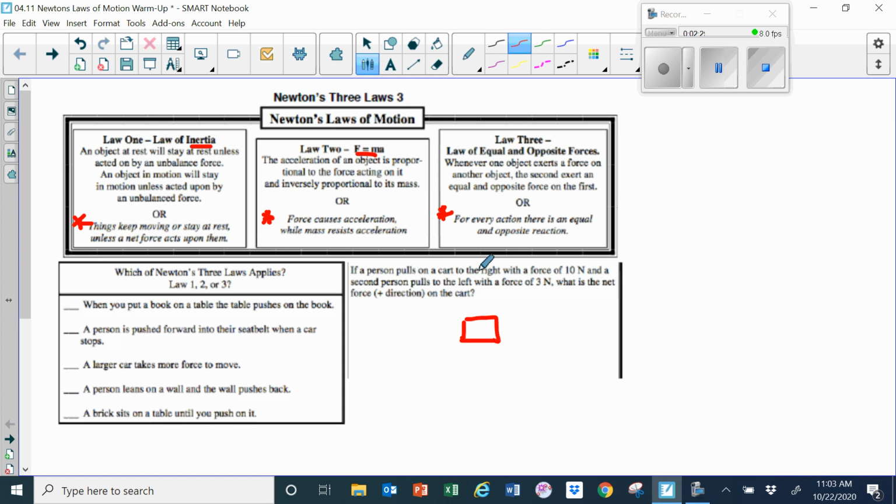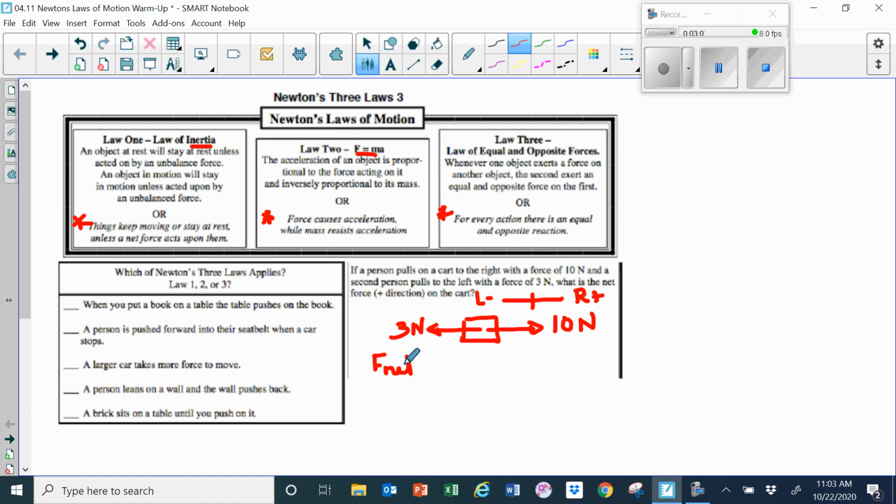And it says if a person pulls on a cart to the right, so he's pulling on the cart to the right with a force of 10 newtons. Okay, now I'm always going to draw a compass, right? And the right is going to be positive, and the left is going to be negative. Okay? And the second person pulls to the left with a force of 3 newtons. This is a really simple problem, really, right? This is a review for you. It says, well, what is the net force and the direction on the cart?